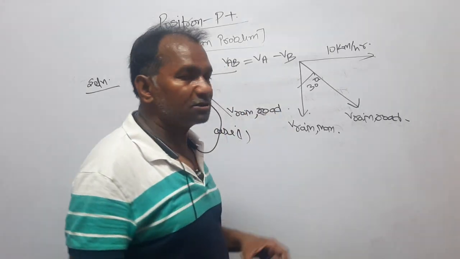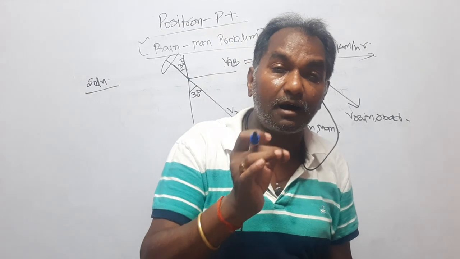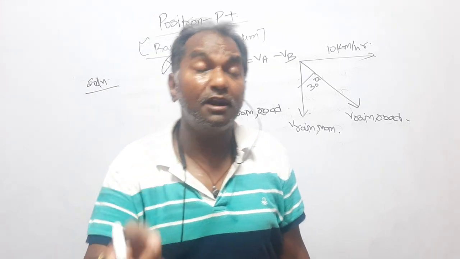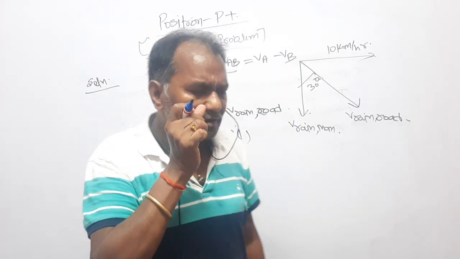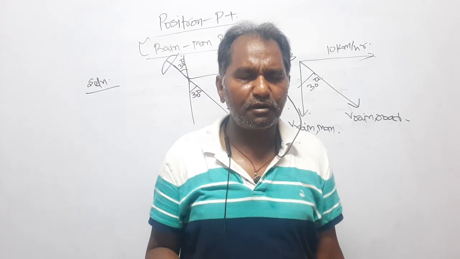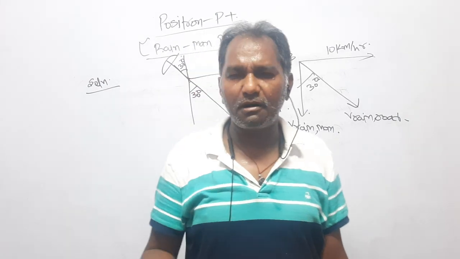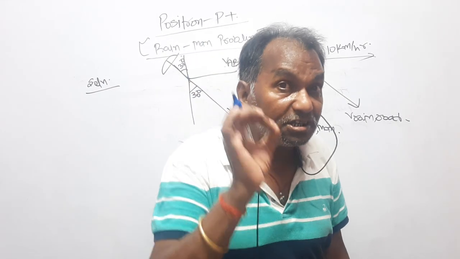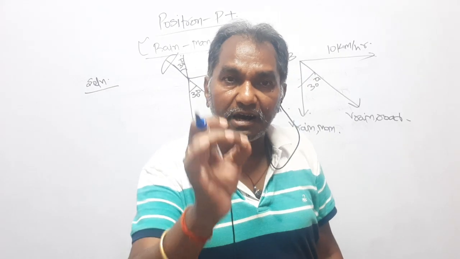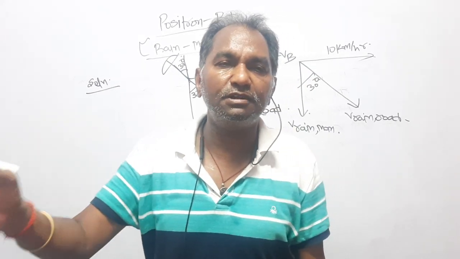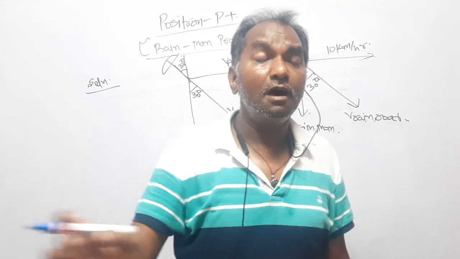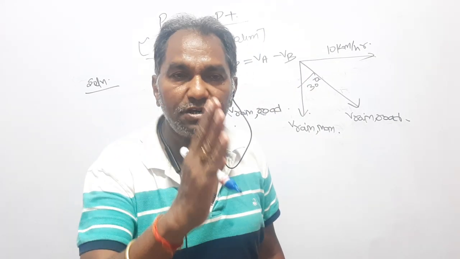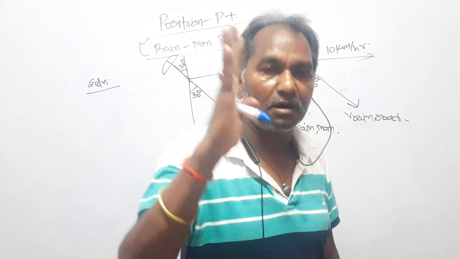Velocity of A with respect to B means B is the observer. What velocity of A is observed by B when B is at rest? In many questions in the riverboat problem, it is said that a man can swim in still water with velocity 10 km per hour. Man can swim in still water means it is the velocity of man with respect to water or river.